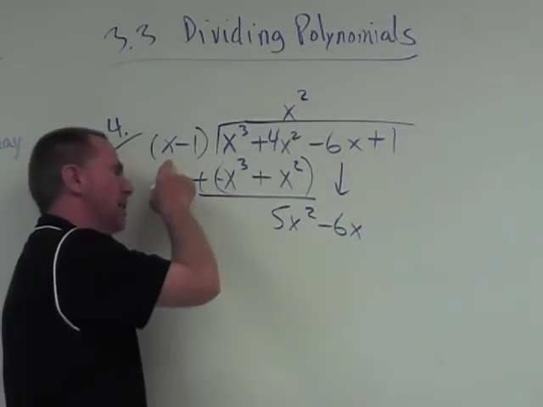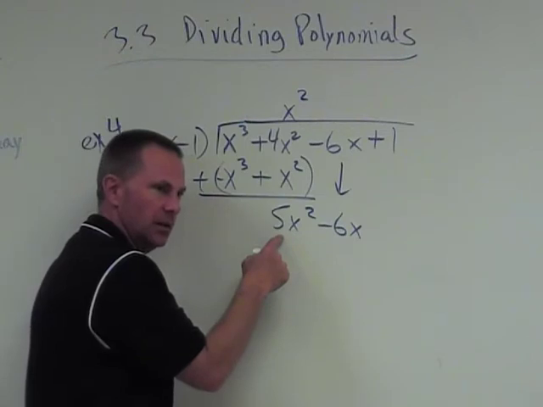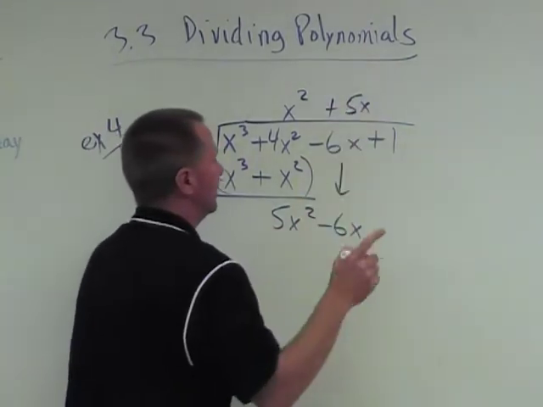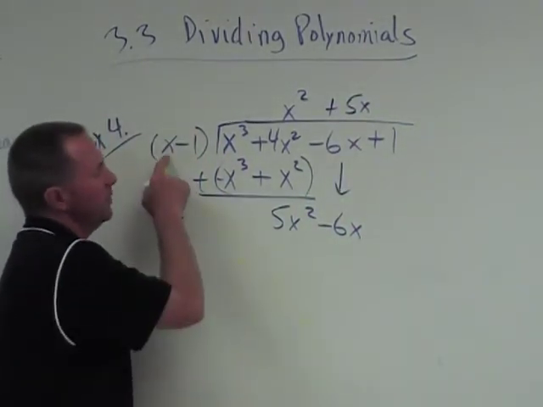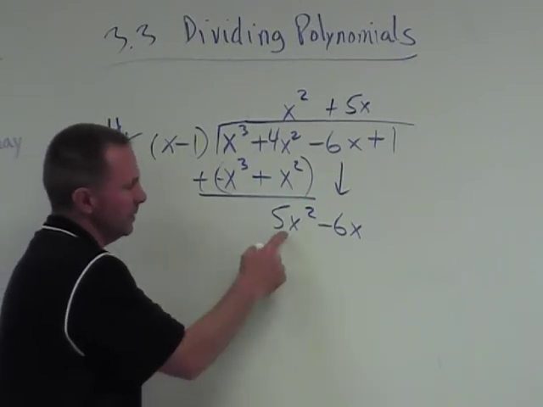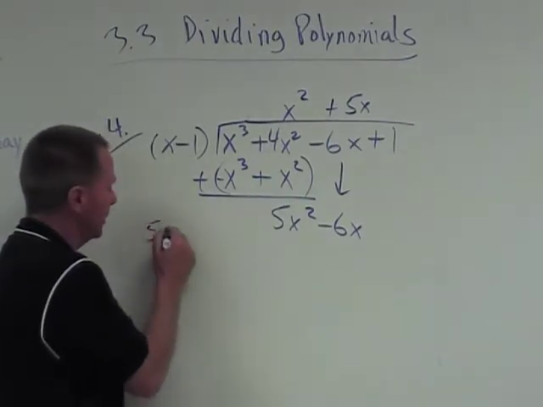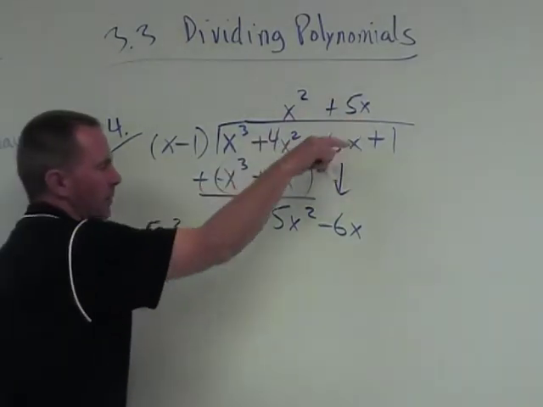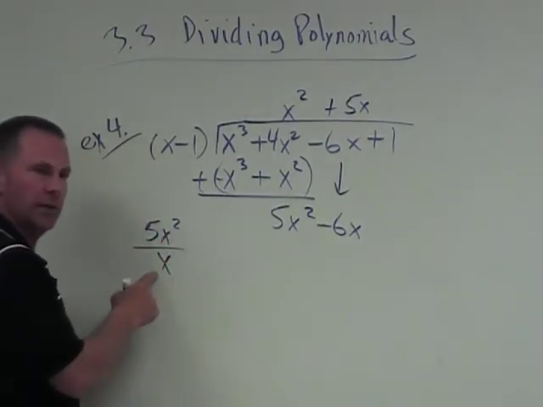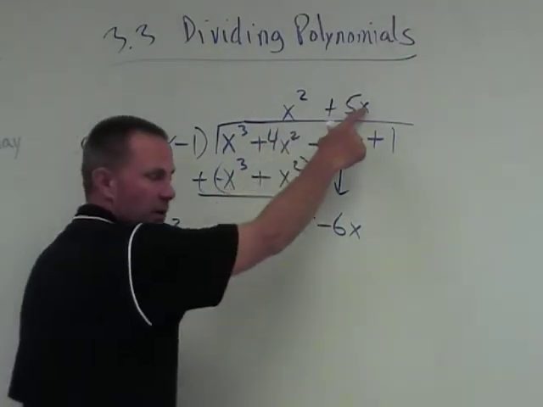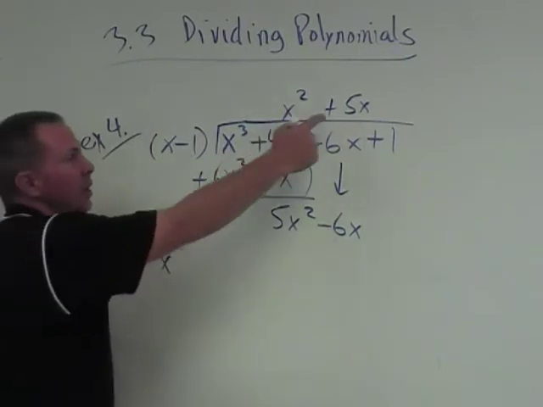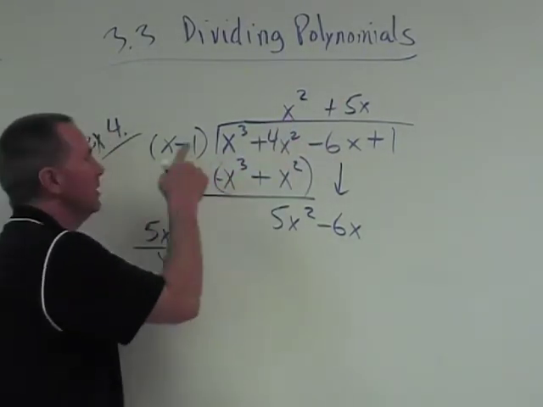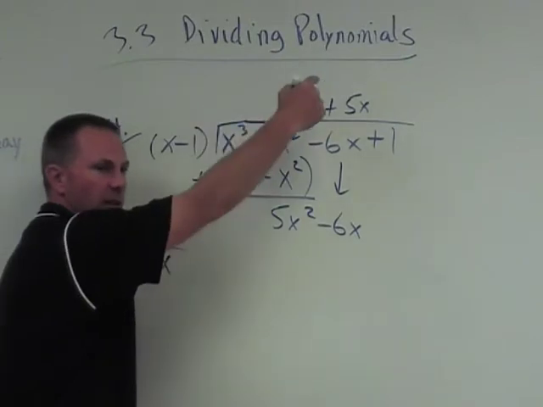Now what do I do? What times x gives me 5x squared? 5x. Okay, 5x. So let me just take this moment to explain how this works. If you take this leading term, 5x squared, and you divide it by this leading term, that will tell you what needs to go up in the next position. So 5x squared over x is 5x. That's what goes up here. So if you're unsure what to put up there, take this leading term divided by that leading term, and that will always tell you what's next.